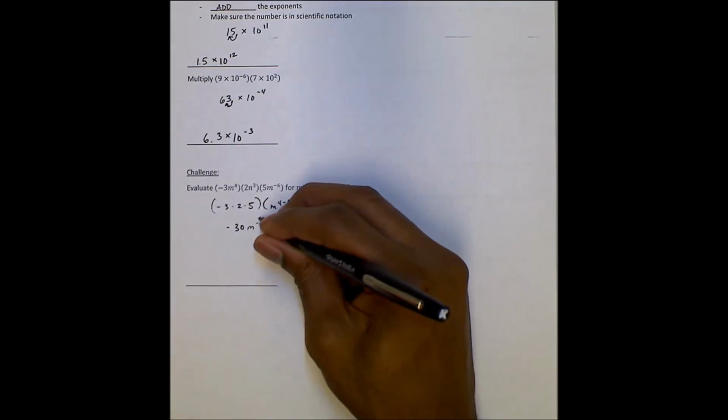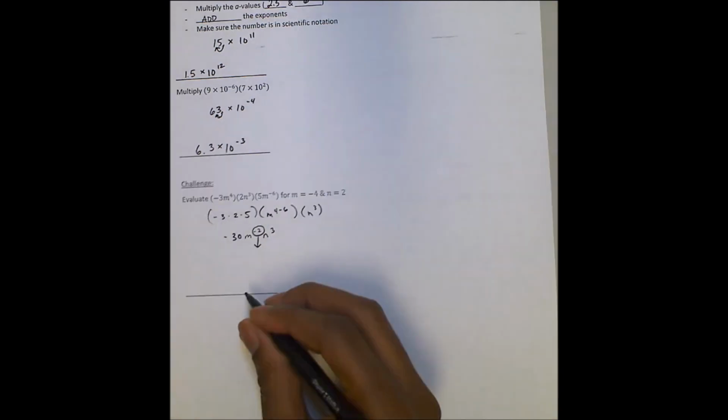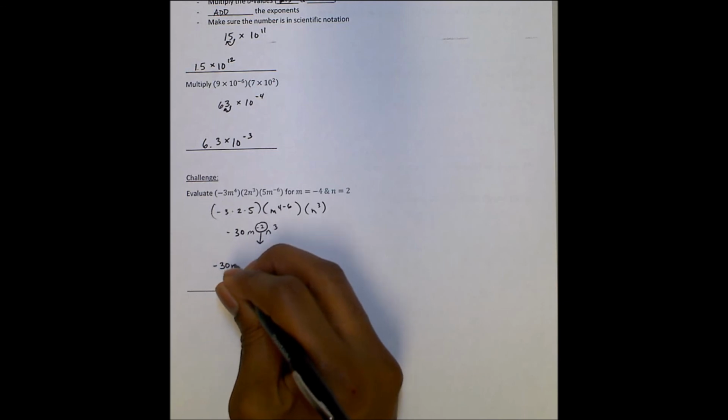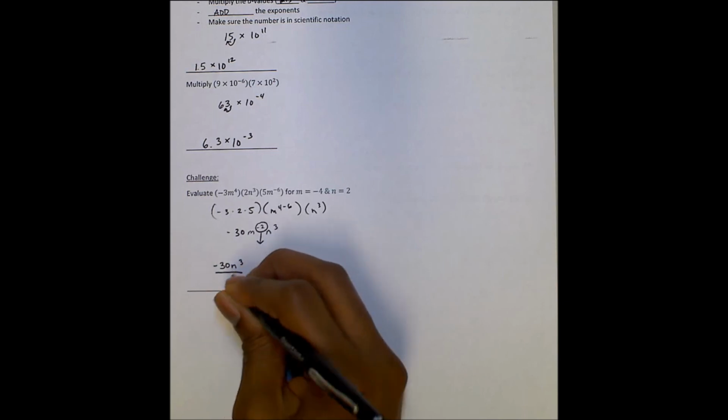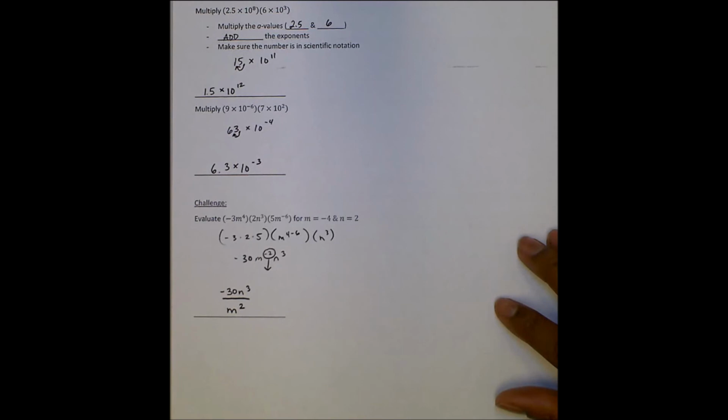Cannot forget that our rules are we cannot have negative exponents, so we'll take this negative exponent, we'll move it to the denominator, and everything else is fine. Remember, negative 30 is okay where it's at because 30 is not an exponent. Okay, and so the exponent for negative 30 is 1. That exponent is positive and stays where it's at. Okay, and so here we are using those multiplication rules with scientific notation and evaluating functions. Okay guys, see ya.